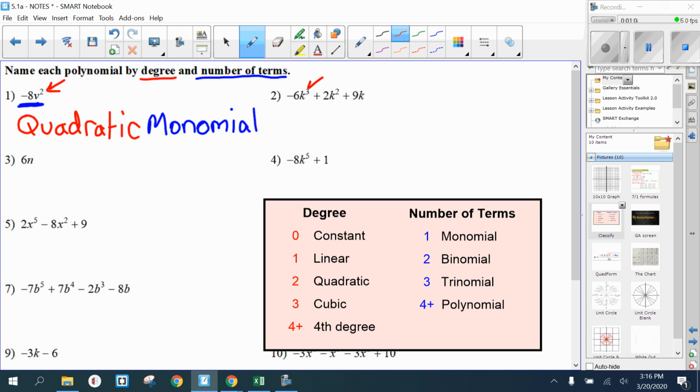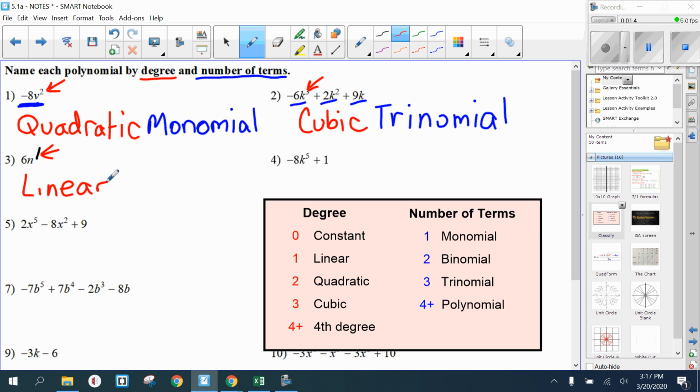Problem number 2. The highest power makes this a degree 3, so this thing is a cubic. And then there are 1, 2, 3 terms. Blue 3 makes this a trinomial. So number 2 is a cubic trinomial. All of these problems work in the same way. The next one's kind of hard to see because you may not see that exponent 1, but that is an exponent 1. This is a degree 1, so this is a linear, and there's only one term, making it a monomial.